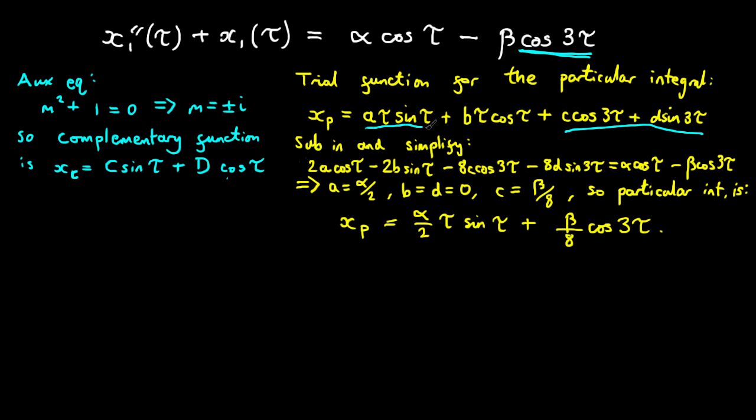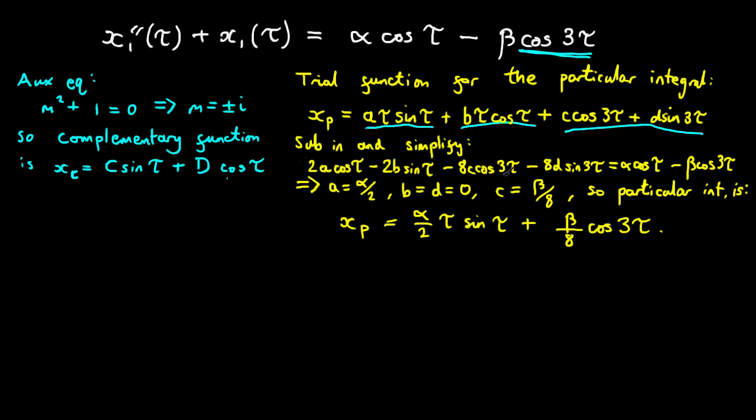So this is stuff that you'll have done in the first year in MA112 differential equations. Maybe you've got a bit rusty on it. Don't worry too much about how to solve this equation, but this is just a nice reminder of how you do it. Once you've guessed your trial function for the particular integral, which is this x_p here, you just substitute that into the equation and then simplify. There are a few simplifying steps here that I haven't written down, but you end up with this equation here.